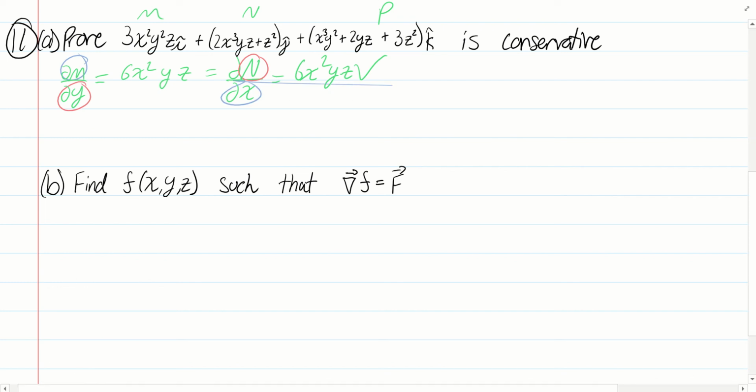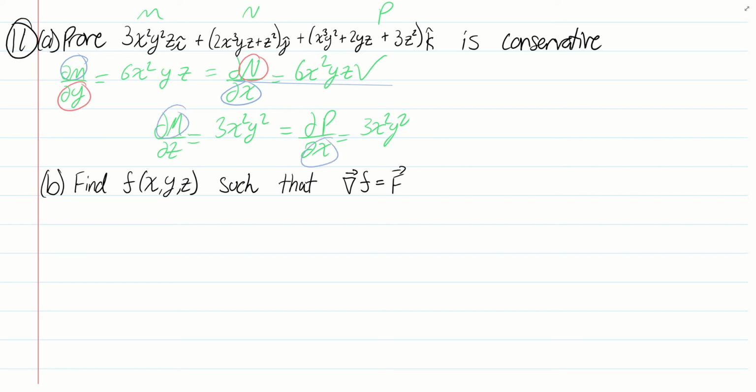Then I want to solve for partial of m with respect to z, which equals 3x squared y squared. And this should equal the partial of p with respect to x, which equals 3x squared y squared. Everything else goes to 0. So again, m goes with x, p goes with z, and these are good, so check mark that off.